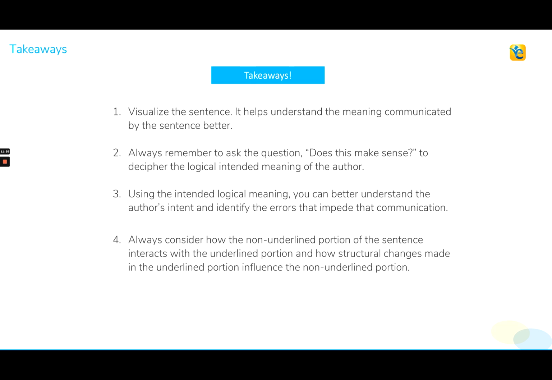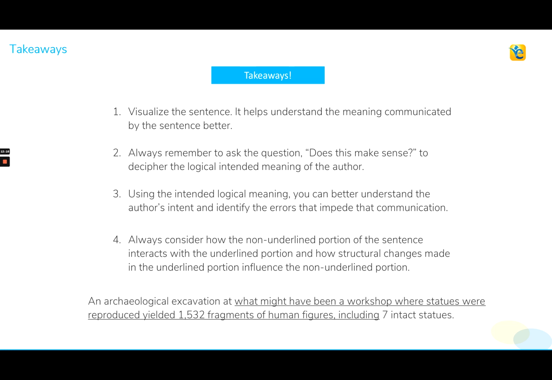Last but not the least, it is very, very important that we consider the entire sentence when we are trying to understand the meaning communicated by the original sentence, especially in case of this sentence. If you focused only on the underlined portion of the sentence, and if you missed out reading these three words at the end of the sentence, specifically this particular word over here, the chances are that you would land up selecting choice A. Because 1532 pieces of human figures could include anything, could include hands, could include the face or whatever. And that would happen only when we chose not to pay attention to these three words.